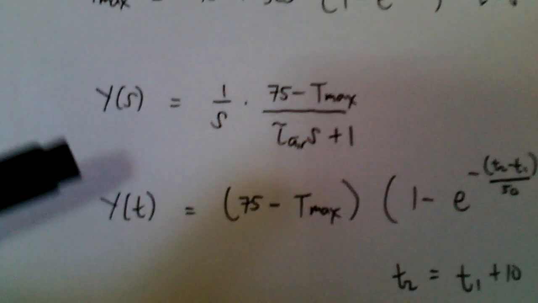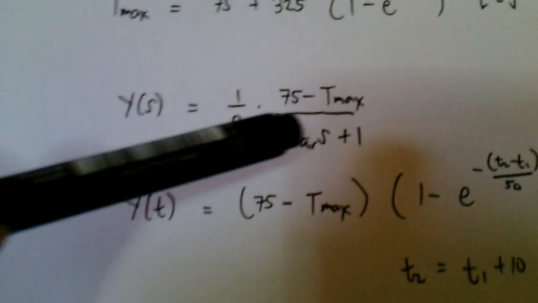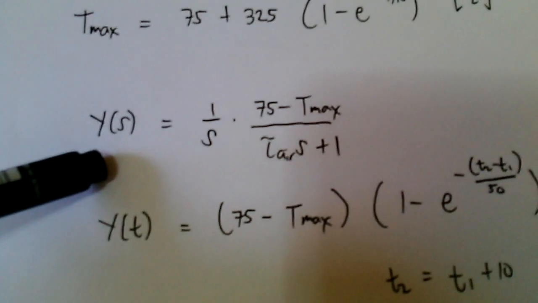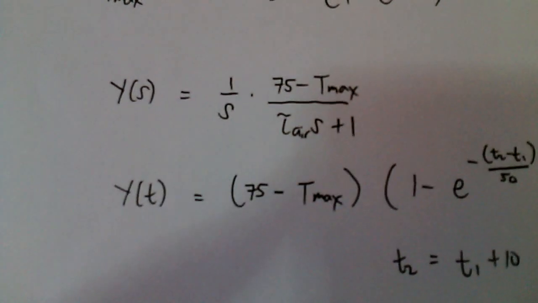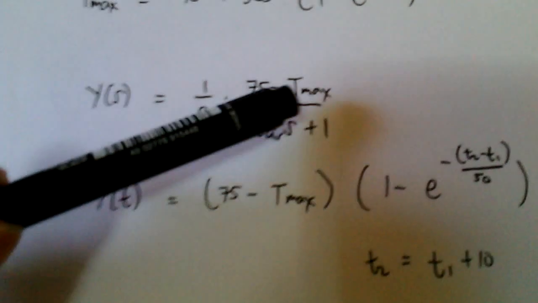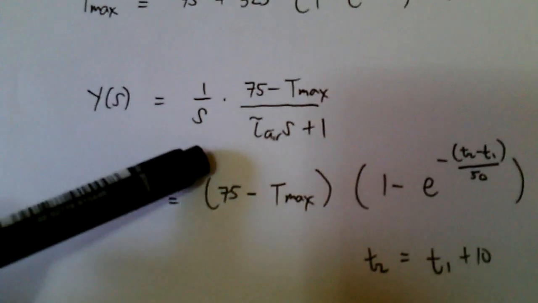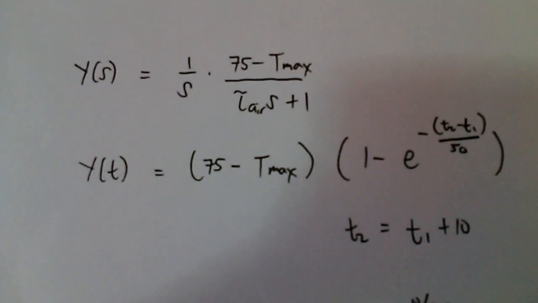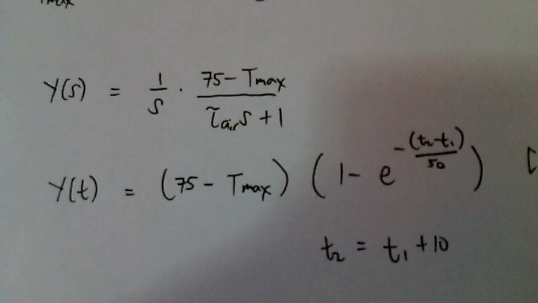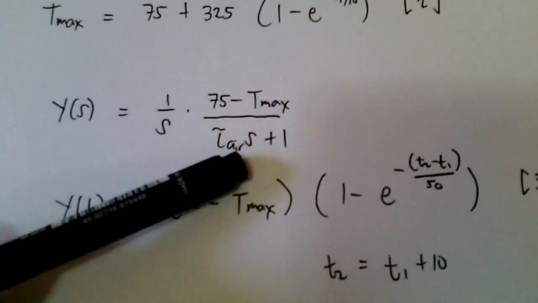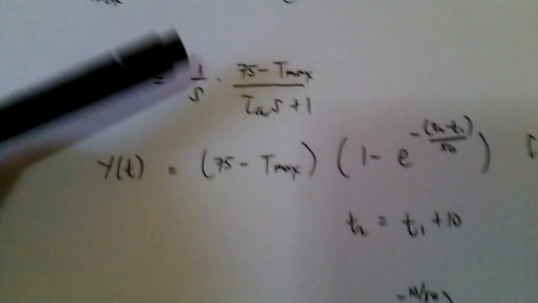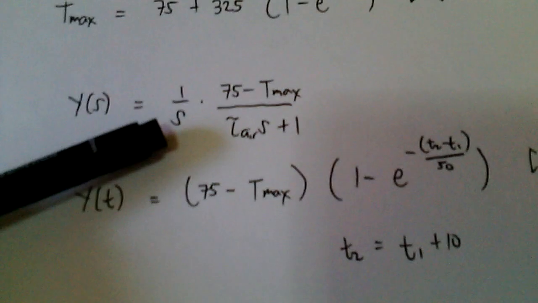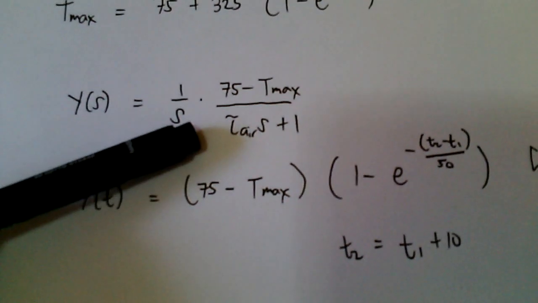So with that, we have another equation: Y over s equals 1 over s times 75 minus Tmax times tau of air. Now, this equation involves the air bath, the air temperature. So we have 75 minus Tmax for the air temperature. Now, let's change the time constant. It is no longer the oil bath but the air temperature. So we have tau air s plus 1. We have still the same process.